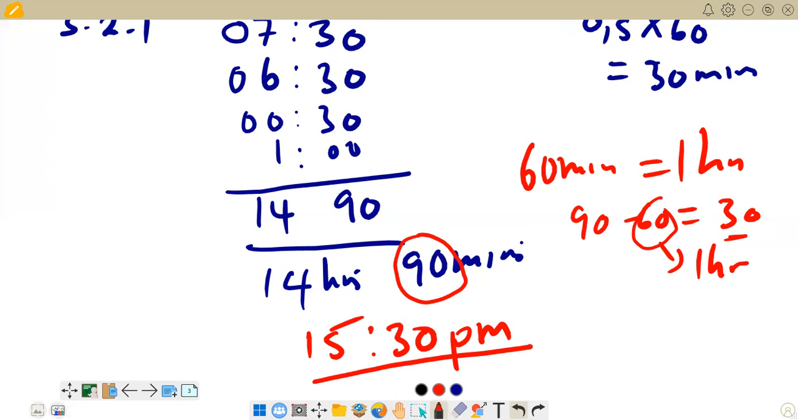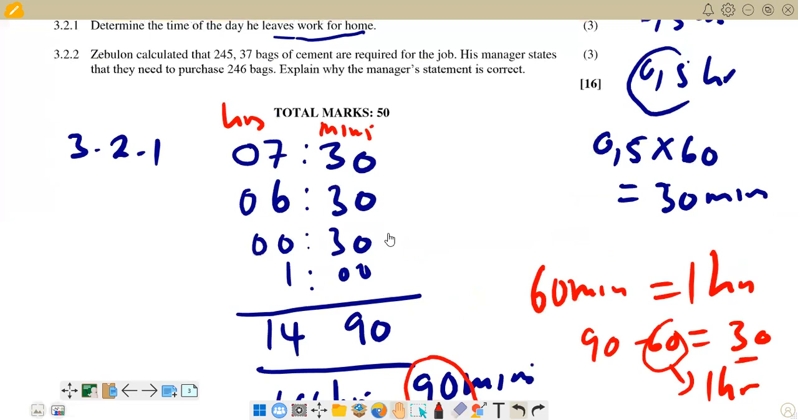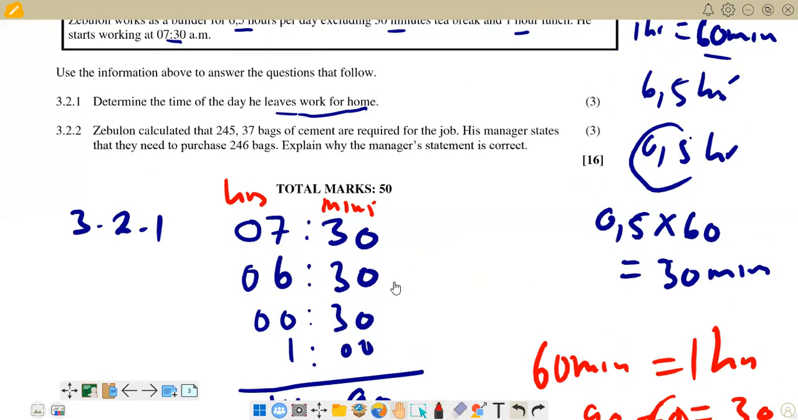So we can just leave it as 15:30, representing the time, since it's a 24-hour clock, when this worker is leaving home. This represents the time of the day. So we go to the next question that we have.